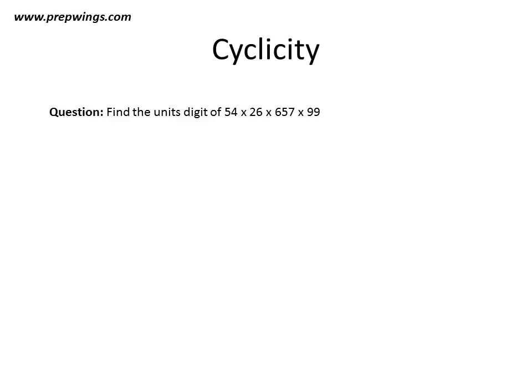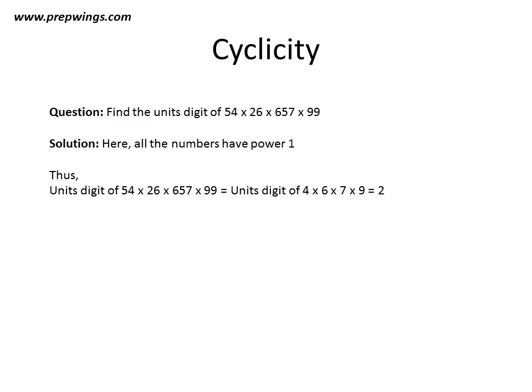Now we'll do one final question. Over here we have to find the units digit of 54 into 26 into 657 into 99. If we look at it, all the numbers have power 1, so we don't need to worry about cyclicity over here. What we need to do is just take the units digit of each number individually, multiply them and find the units digit of the final result.